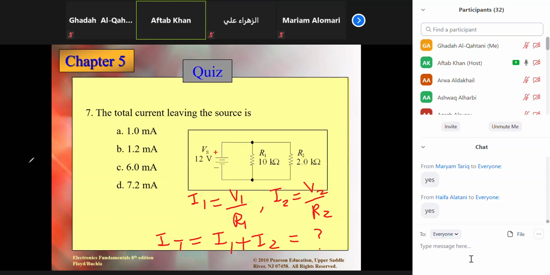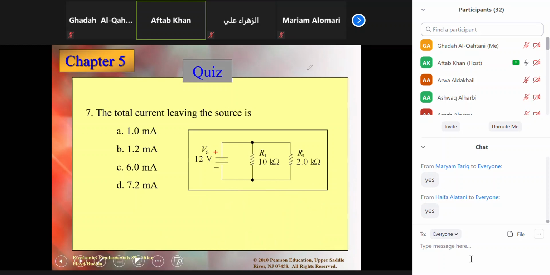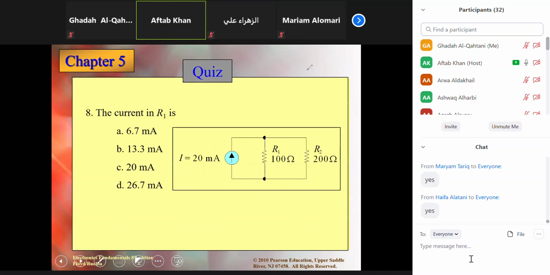Okay, so go for the next one. The answer is D, which is 7.2. All right.